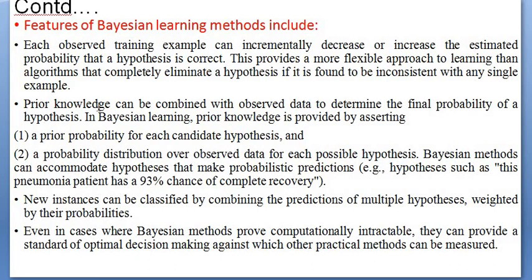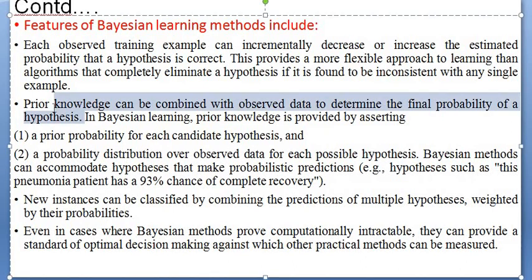Next, prior knowledge can be combined with observed data to determine the final probability of a hypothesis. If you want to determine the final probability of the hypothesis, you should have some prior knowledge of the data: which kind of data you have been given and what it is suggesting. With all this prior knowledge, you can then apply the probability to get the final probability. So we should have a prior probability for each candidate hypothesis. Then we should know the probability distribution over the data for each of the possible hypotheses.